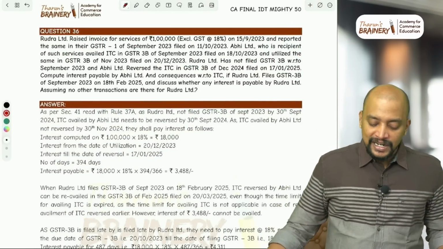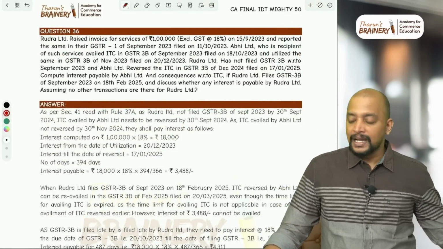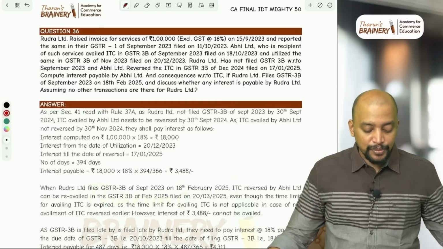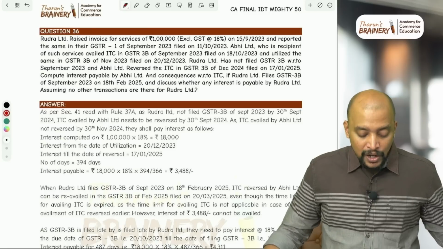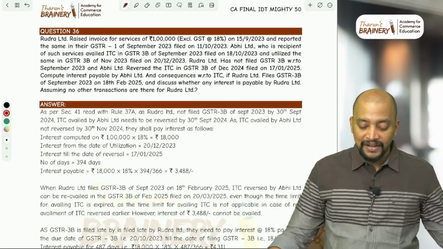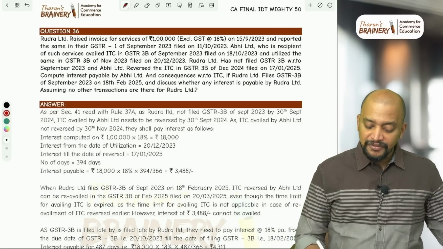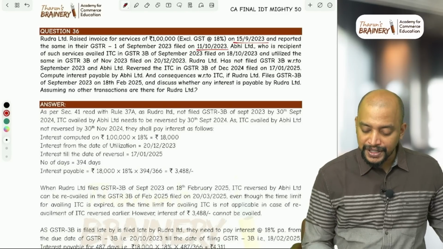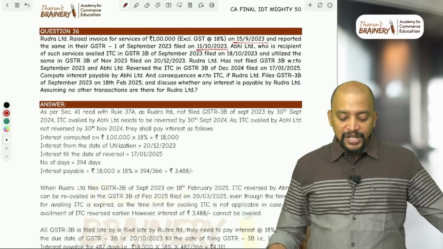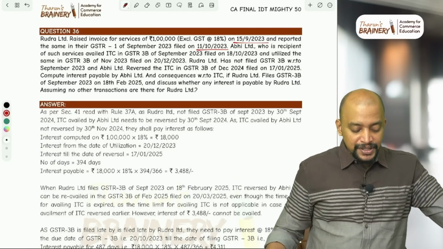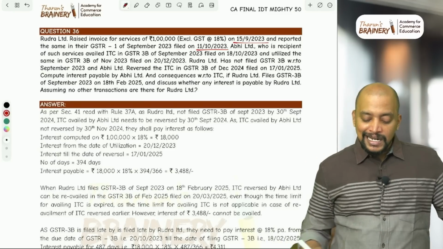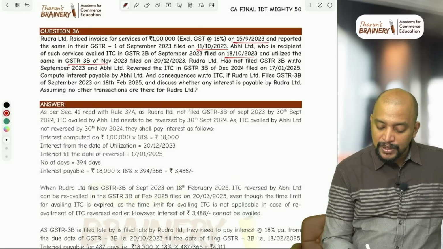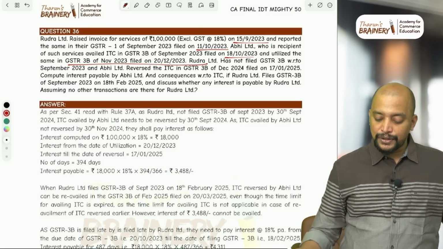Rudra Limited raised invoice for services of rupees 1 lakh excluding GST at 18% on 15/9/2023 and reported the same in their GSTR1 of September 2023 filed on 11/10. So 15/9 they raised the invoice and they reported in September 2023 filed on 11th October. Abhi Limited, who is recipient of such service, availed ITC in 3B of September filed on 18/10 and utilized the same in 3B of November filed on 20/12/2023.